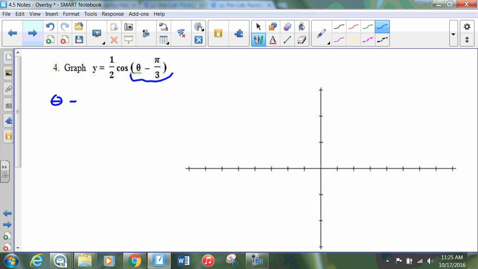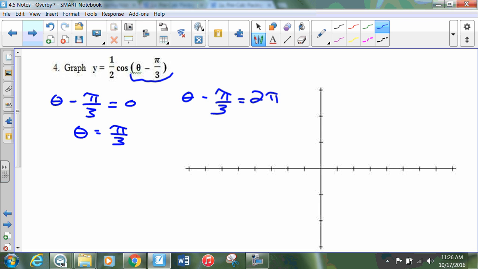Our first step is always set up our angle, starting at 0 and ending at 2 pi. We're going to do this every single time, because even if it's just theta, we're starting at 0, we're ending at 2 pi. All right, so let's solve for theta.